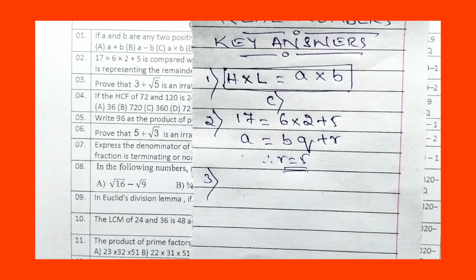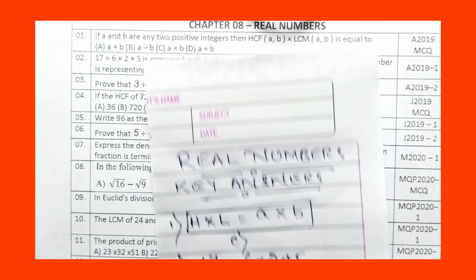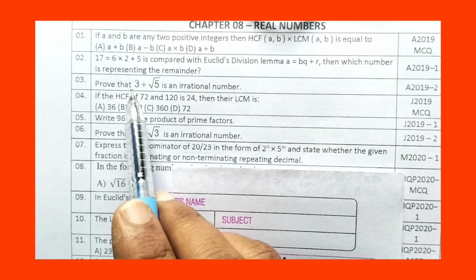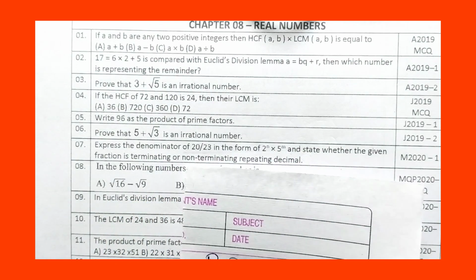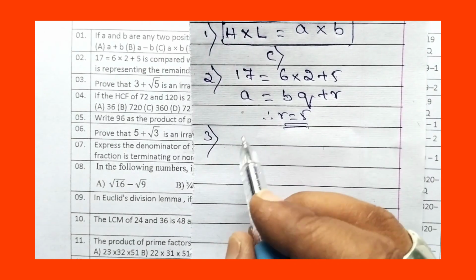Now let us move to the third question. Prove that 3 plus root 5 is an irrational number.